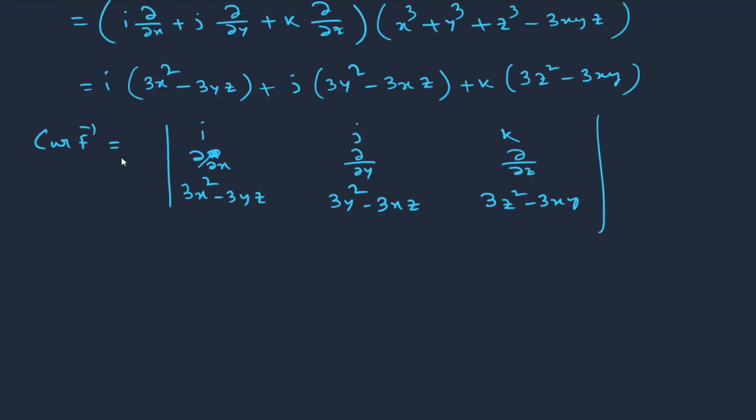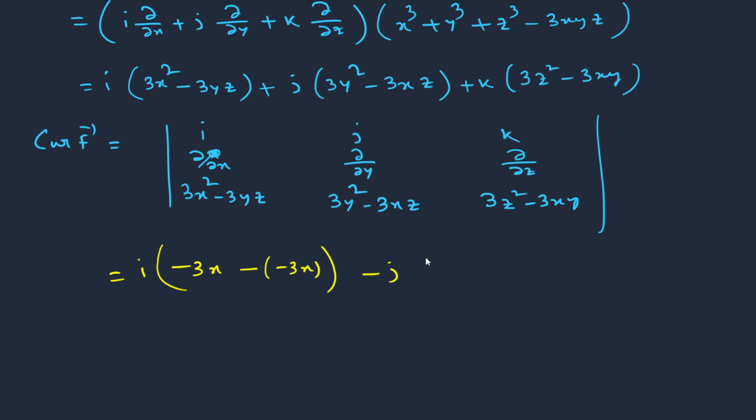Okay, now we'll expand the determinant. So what we'll get? i into, this row, this column vanish. Now if we differentiate this, now we'll better write directly. So if we differentiate 3z² − 3xy with respect to y, what you'll get? You'll get −3x, then minus, now differentiate this term with respect to z, you'll get −3x.